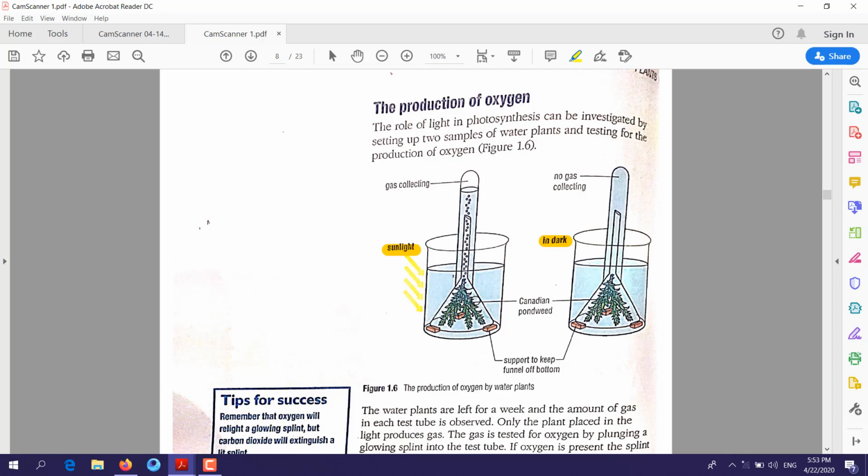The plant that is placed in sunlight is making bubbles, while the other one has no bubbles. As you can see here, after a week or even a couple of days, this much gas was collected. But here, there isn't any gas. What is the explanation for this?